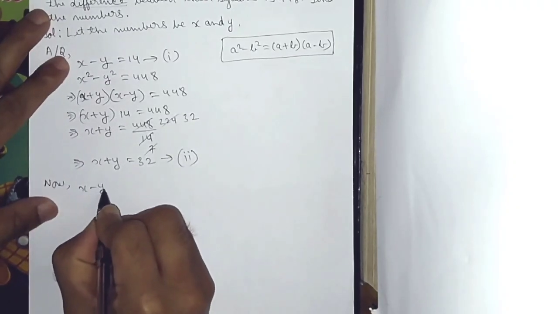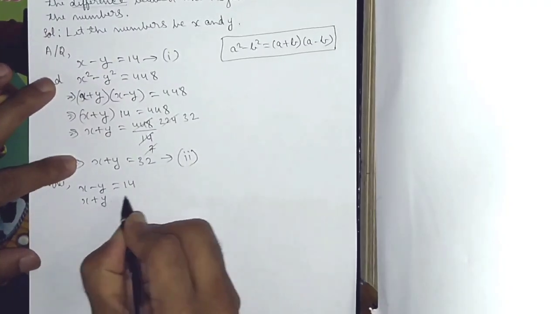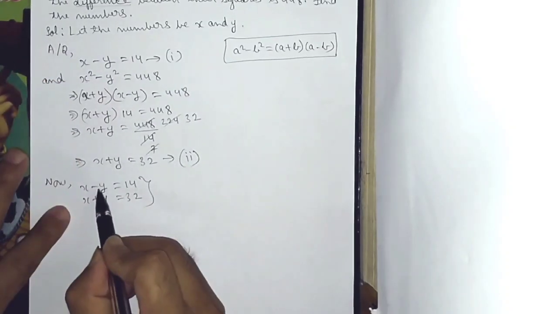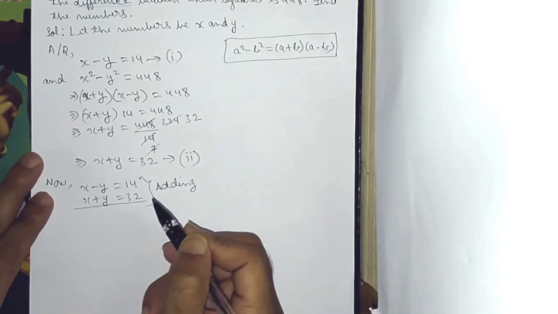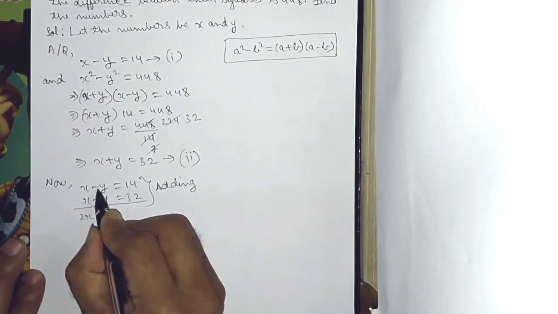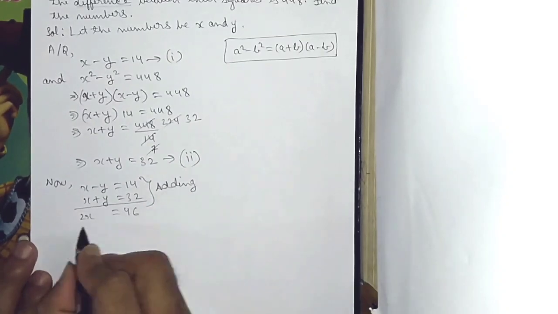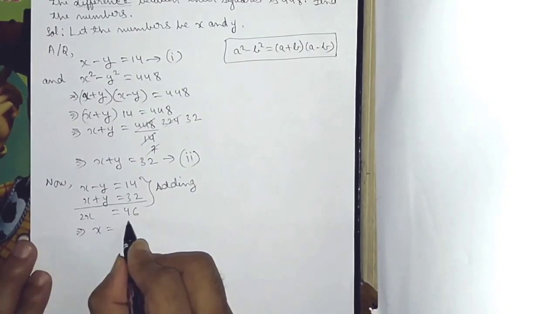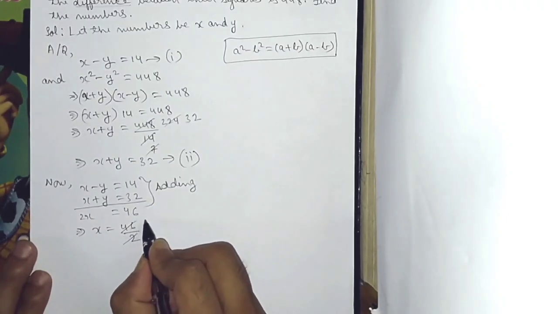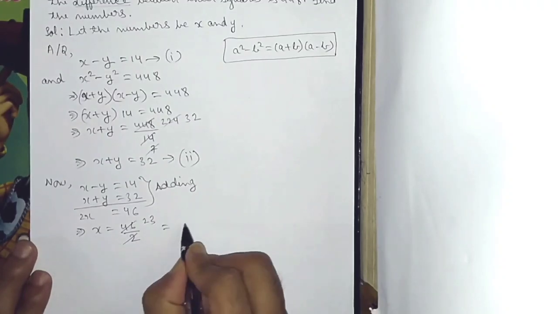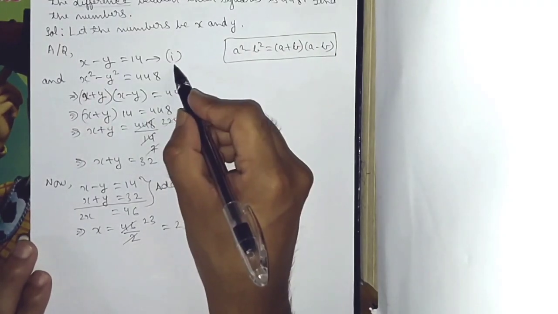Now, x minus y is equal to 14. Then the next equation, x plus y is equal to 32. One is negative and the other is positive. Adding them: x plus x is 2x, then minus y plus y is 0. This is equal to 14 plus 32, which is 46. This implies x is equal to 46 divided by 2, which is 23. So x is equal to 23.